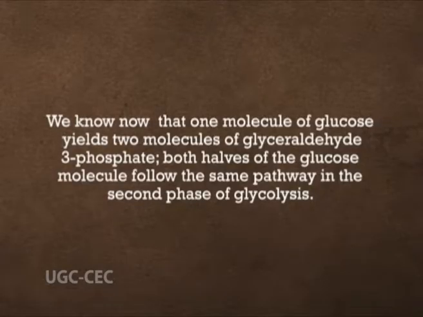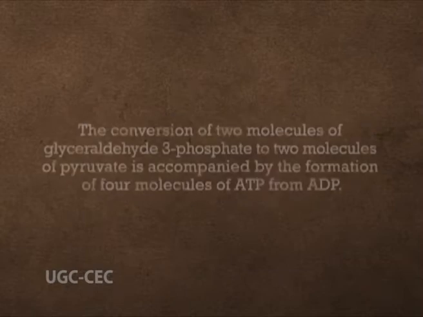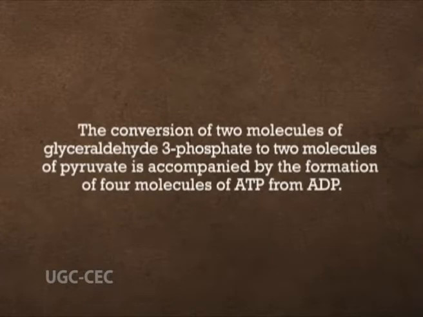We know now that one molecule of glucose yields two molecules of glyceraldehyde 3-phosphate. Both halves of the glucose molecule follow the same pathway in the second phase of glycolysis. The conversion of two molecules of glyceraldehyde 3-phosphate to two molecules of pyruvate is accompanied by the formation of four molecules of ATP from ADP.